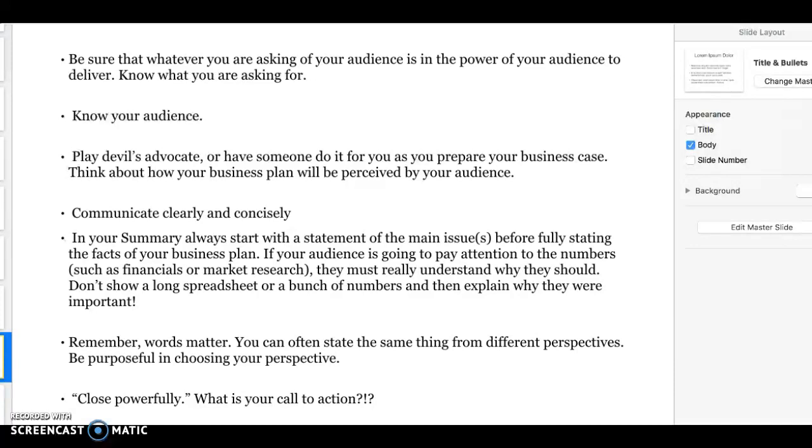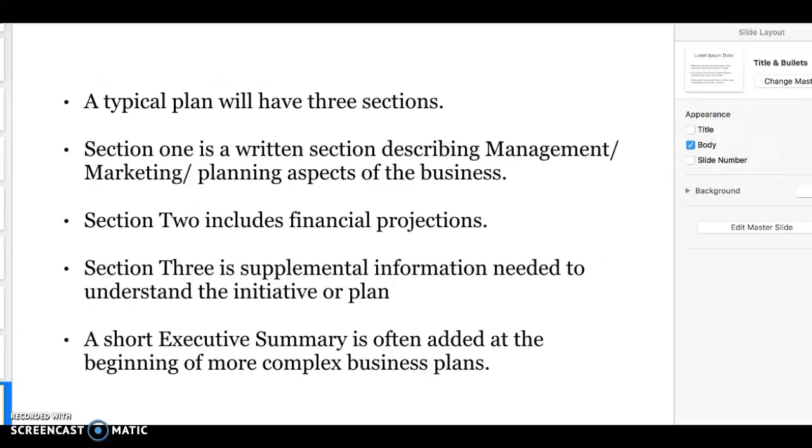And words matter. You can very much often state the same thing from different perspectives. So I think that's really important. And of course, that ending, closing powerfully. What's your call to action? Why are you writing this plan? What are you highlighting from it?